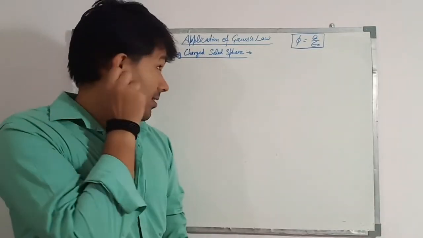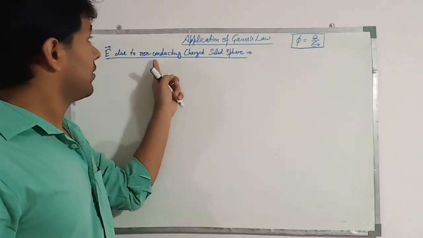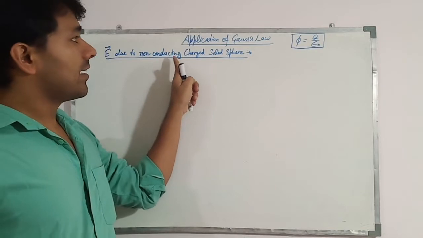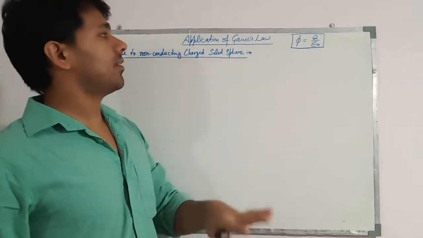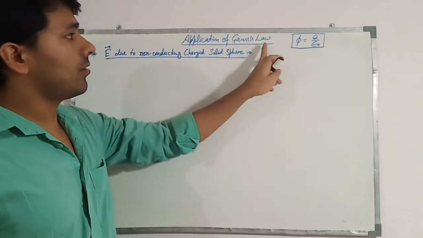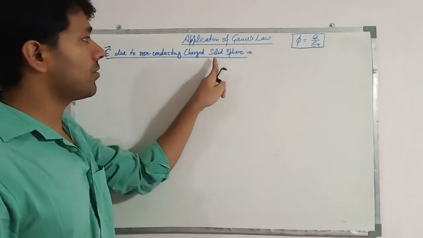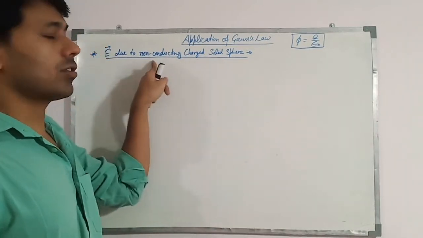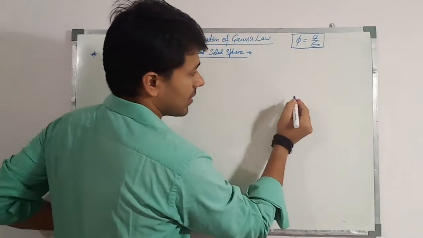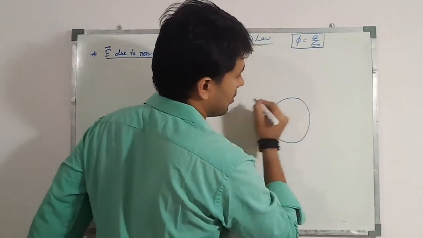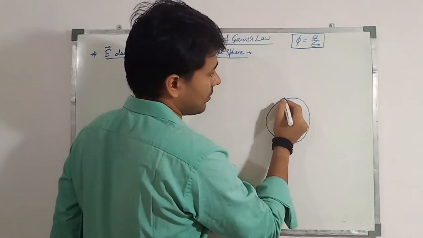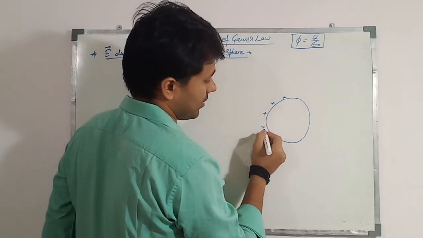Okay students, in this video we discuss the electric field due to a non-conducting charged solid sphere. We have to find the electric field using Gauss's law, due to a solid sphere which is non-conducting. Let us take a solid sphere like this, and this is positively charged.